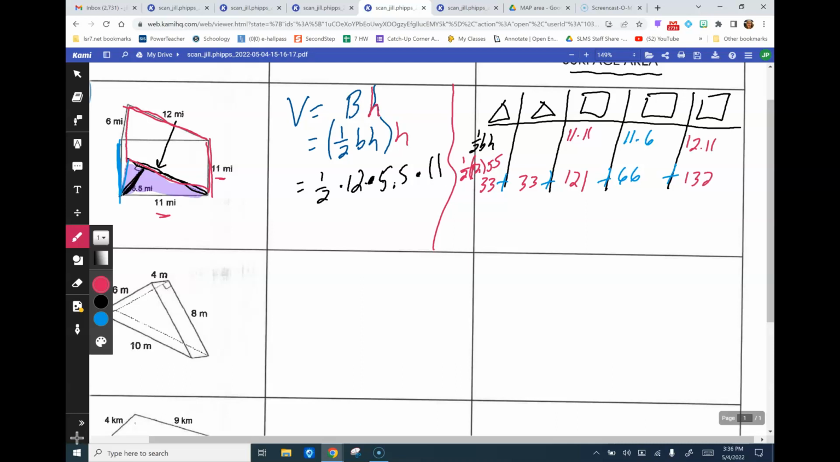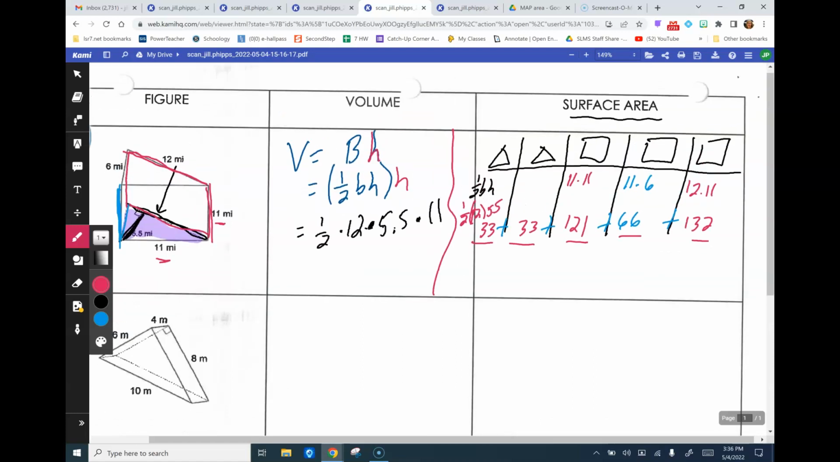That gives me 132. And you're going to add all of this together, and then it's surface area, so it's going to be miles, that's what mi stands for, squared. So add all that together. Okay, good. Let's go to the next one.